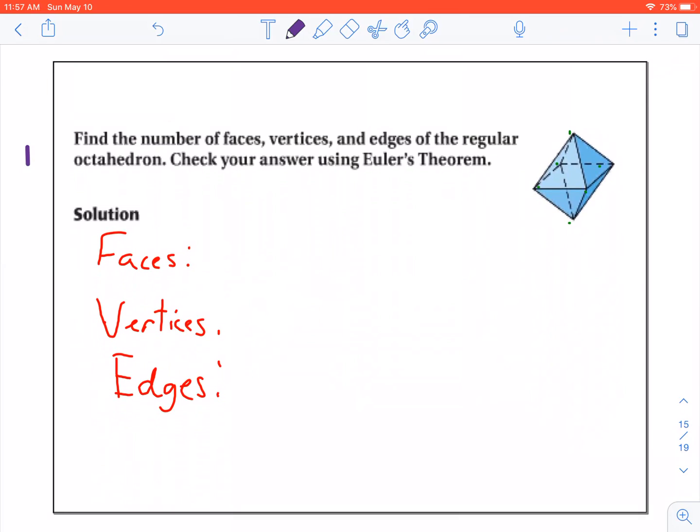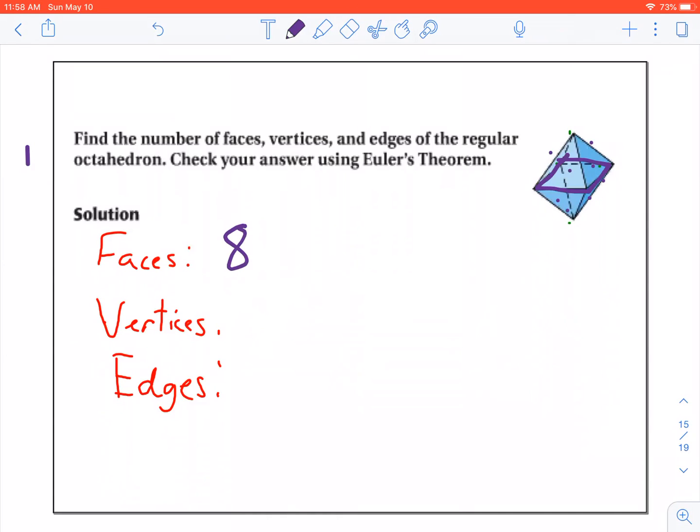So it says, find the number of faces, vertices, and edges of our regular octahedron. And it says, use Euler's theorem, or check your answer using Euler's theorem. So, we've got to count. Faces: I have the 4 triangles going around the top, the 4 triangles going around the bottom. I cannot count whatever shape this is, a square or rectangle, because it's not out on the surface of my polyhedron. So there are only 8 faces here.